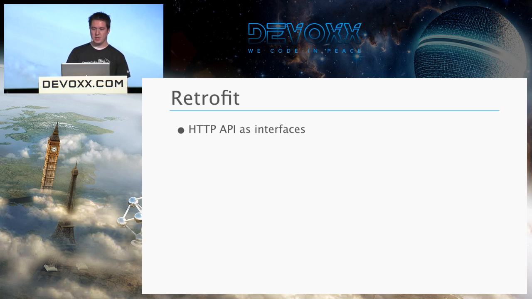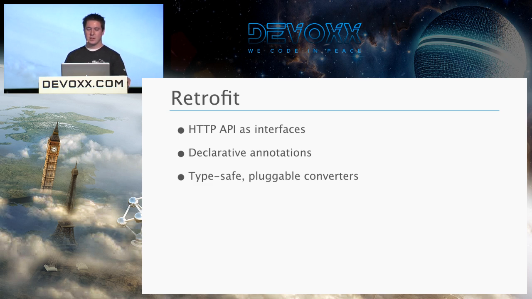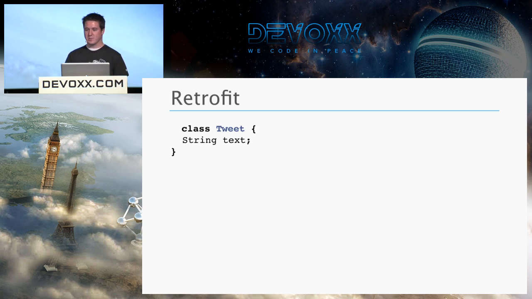So Retrofit is a new library. It actually has not had a version yet. It's about to hit 1.0. It allows you to define HTTP REST endpoints as interfaces. And it's similar to JAX-RS. It's very declarative. And the best part is that it's type safe and it has pluggable converters. So if you use JSON, Jackson, XML, protocol buffers, all of that is pluggable.